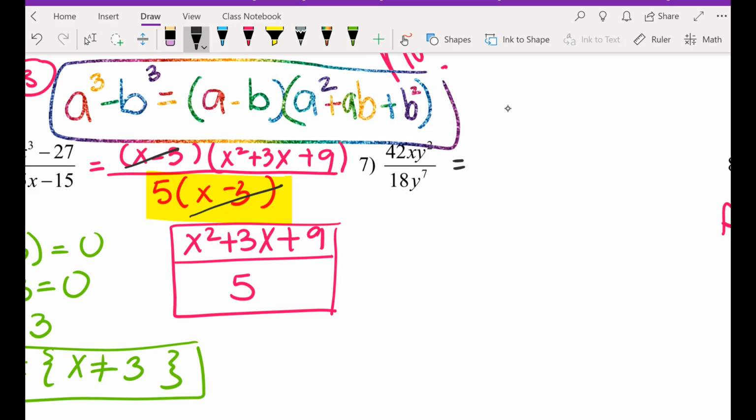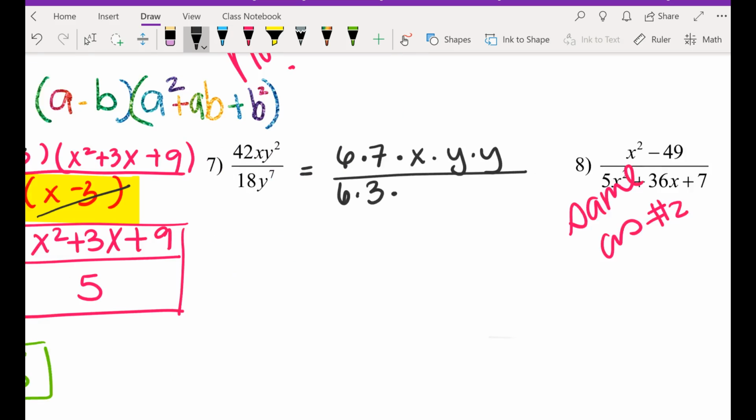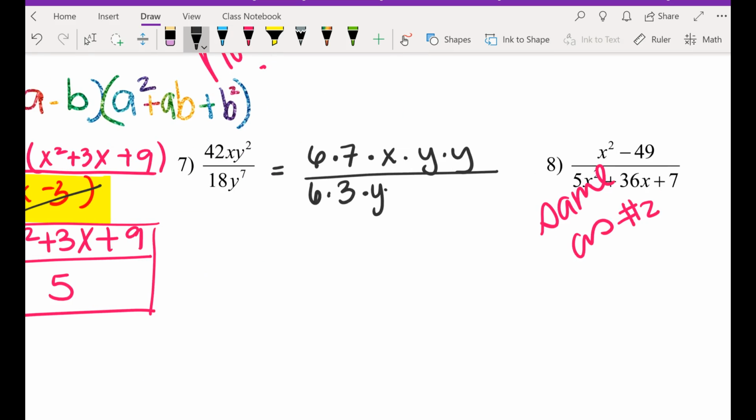What would you do if this is on your test? 42 is really 6 times 7. Well, we can factor further. X y is really x times y. All over, 18 is what times what? 6 times 3. Y to the 7th, how many y's is that? 7. So 1, 2, 3, 4, 5, 6, and 7.